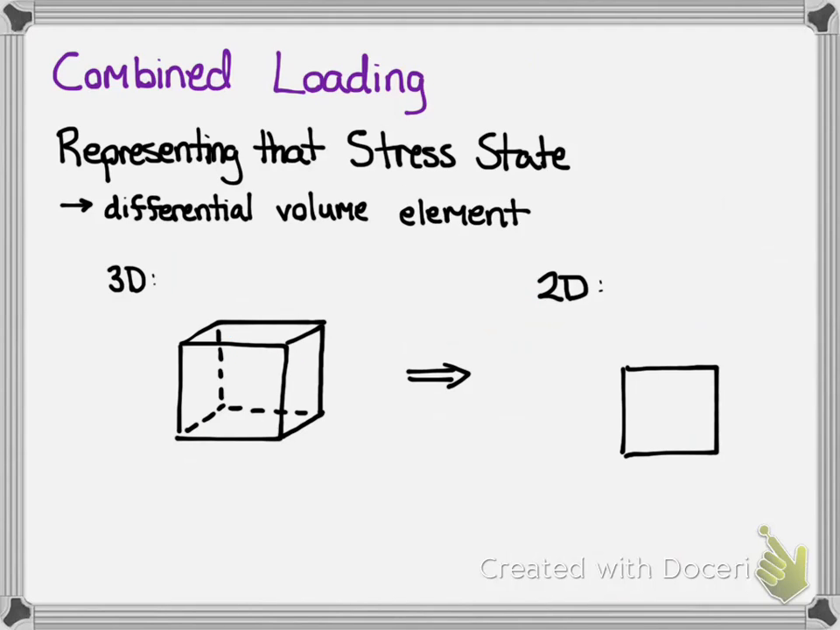Once we figure out what the normal and the shear stress are at a given point, we like to represent that stress state by drawing it on a differential volume element. In many cases, we'll have a 3D stress state, which can be represented by a cube, where you've got some normal stress sigma, putting it in tension, and shear stress, putting it in shear.